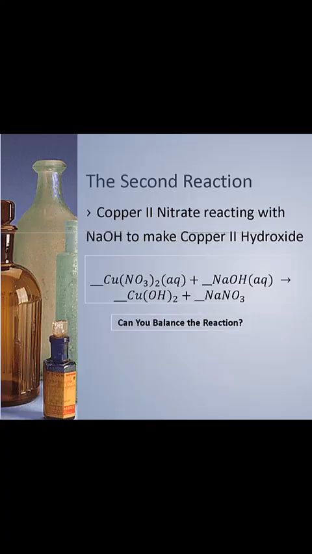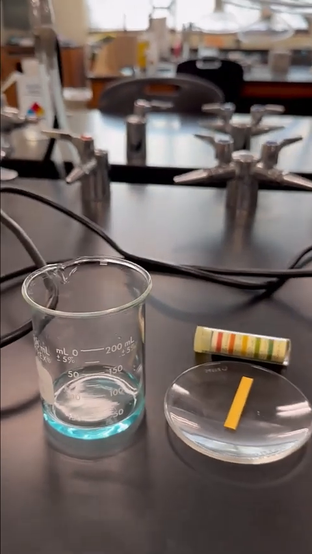So the second reaction in the copper cycle is a reaction with the copper 2 nitrate that was formed in our first step with sodium hydroxide. This will be used to make our copper 2 hydroxide. So you'll need to balance the next chemical equation in our series. So take a look at the equation and make sure that you're writing the balanced equation in your worksheet. You'll also need to be sure to write down your observations of each reaction in your data table. This is going to be reaction 2.